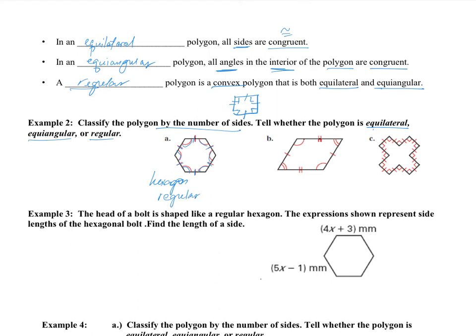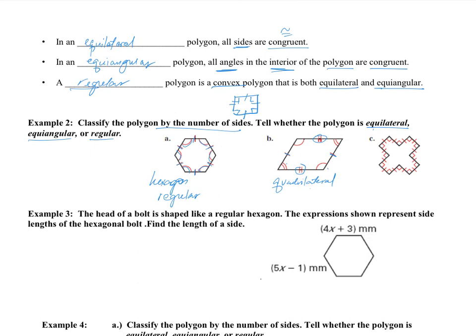For part B, we will call this a quadrilateral. Not all sides are congruent, because here we have one pair of congruent sides and another pair of a different length, and also two different opposite congruent angles. So this quadrilateral here is not regular.